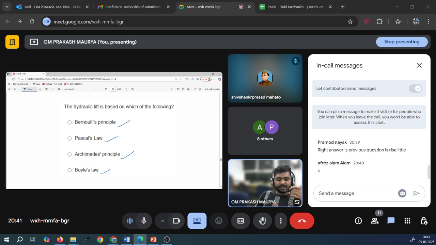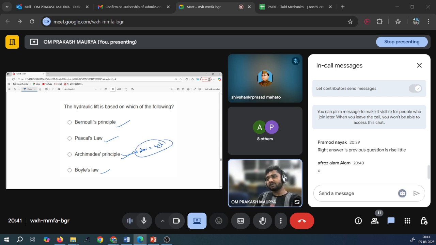So for this I have one figure also, so I'll show you the figure. One student is asking, so what is Archimedes principle? I was just discussing it previously. Archimedes principle is nothing but the buoyant force is equal to the weight of the displaced volume.